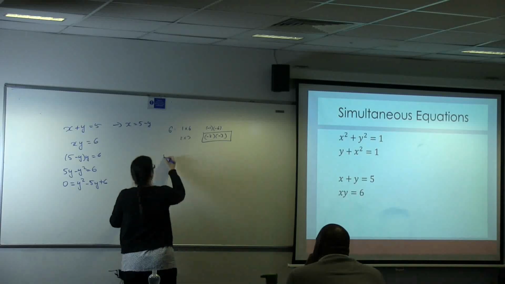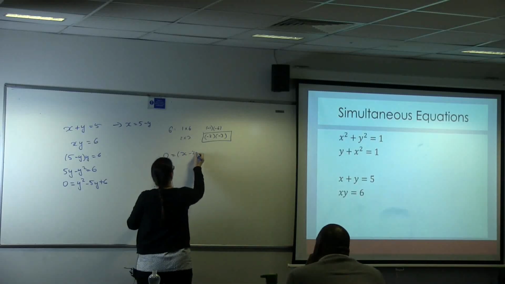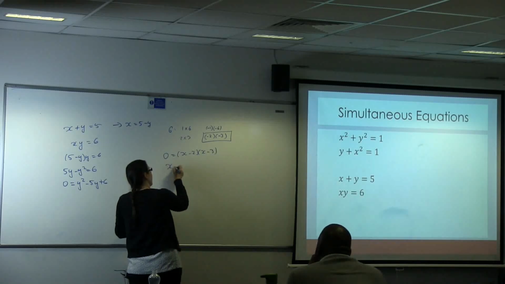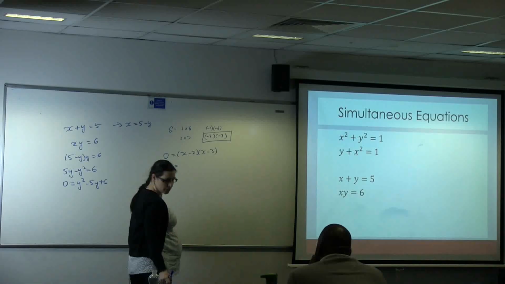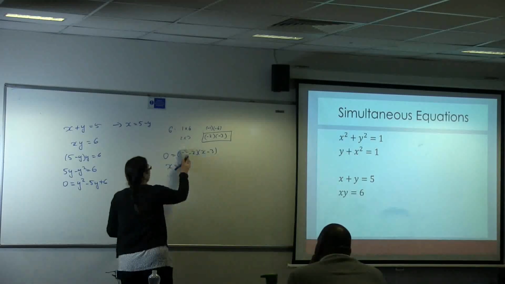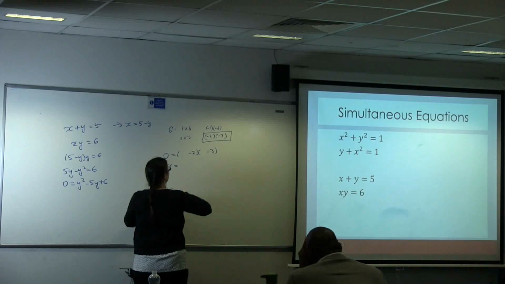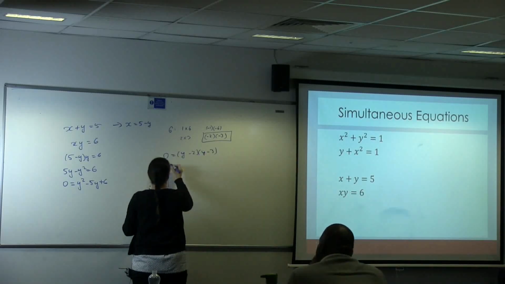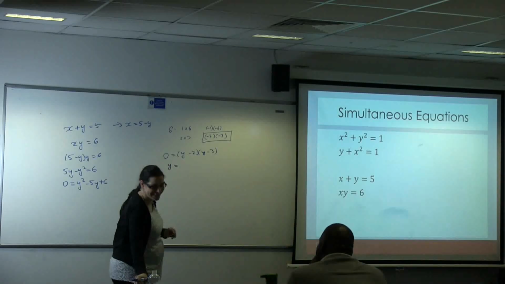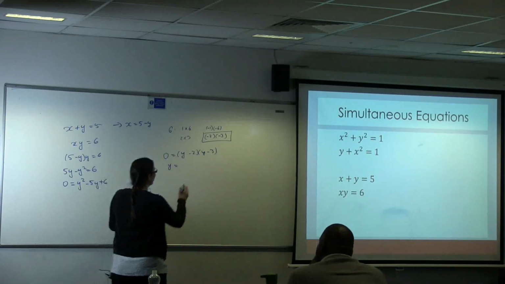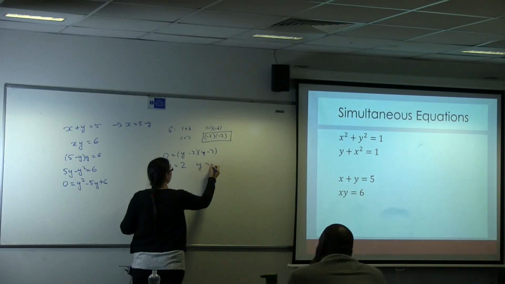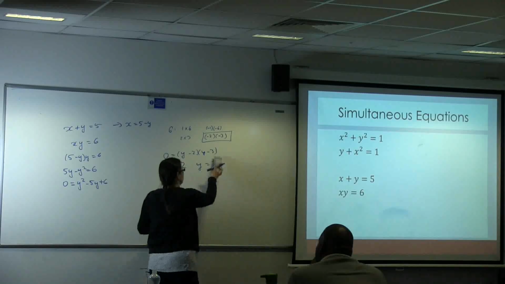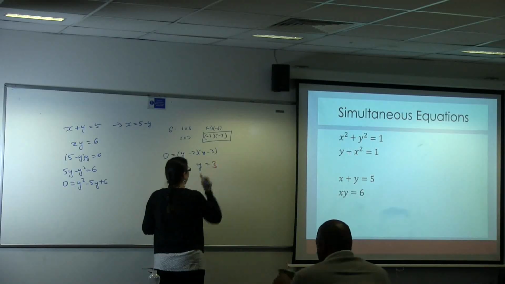So, 0 equals y minus 2 times y minus 3. That means y, I'm solving for y. Well, it doesn't matter if it's x or y in this case. So y is equal to 2 and y is equal to 3. Oh, that doesn't look like a 3 at all. Okay.